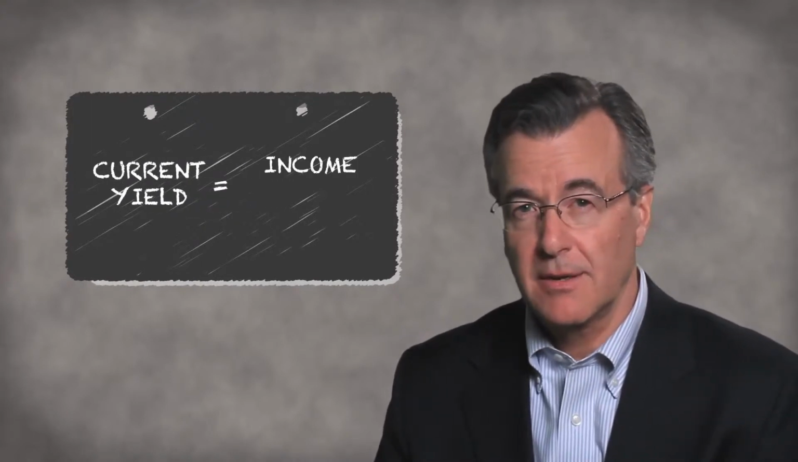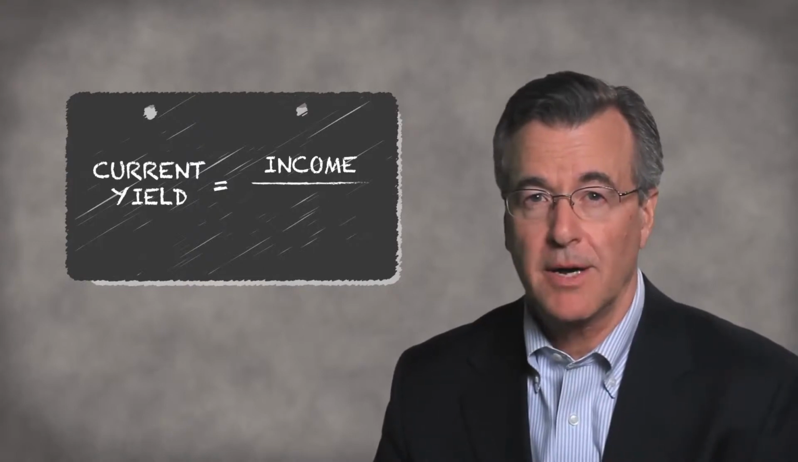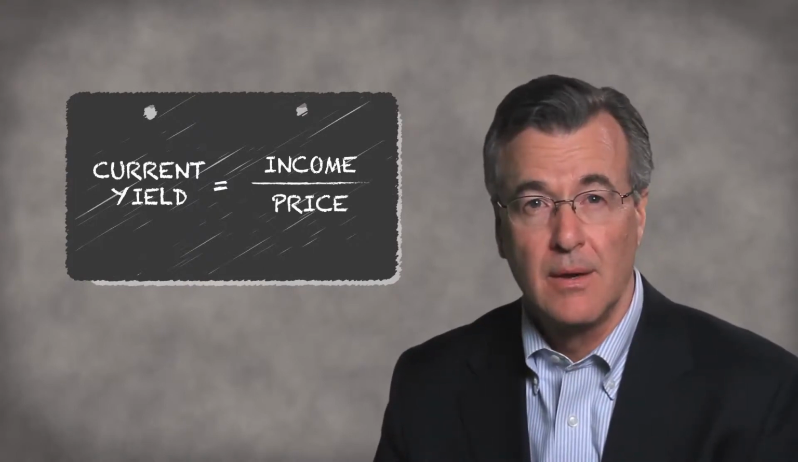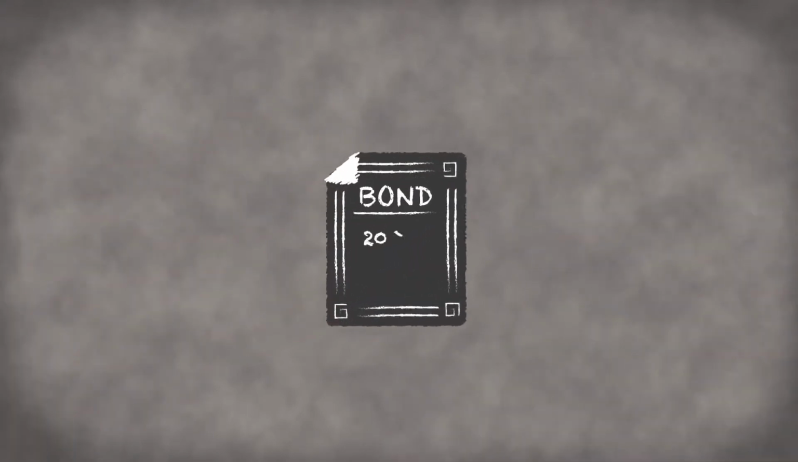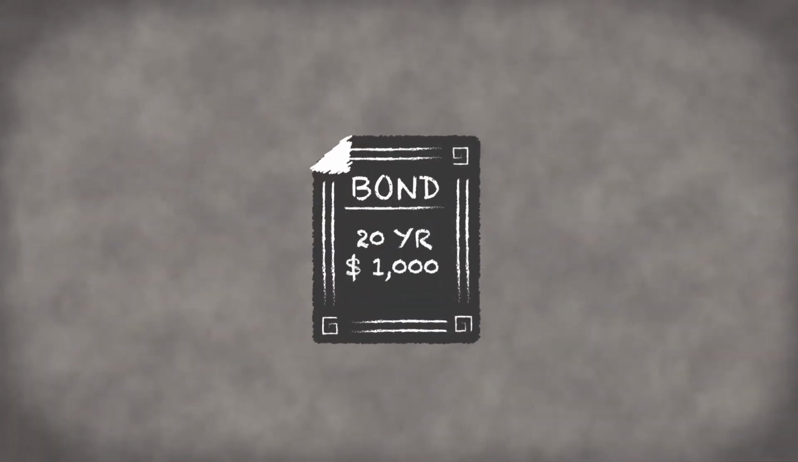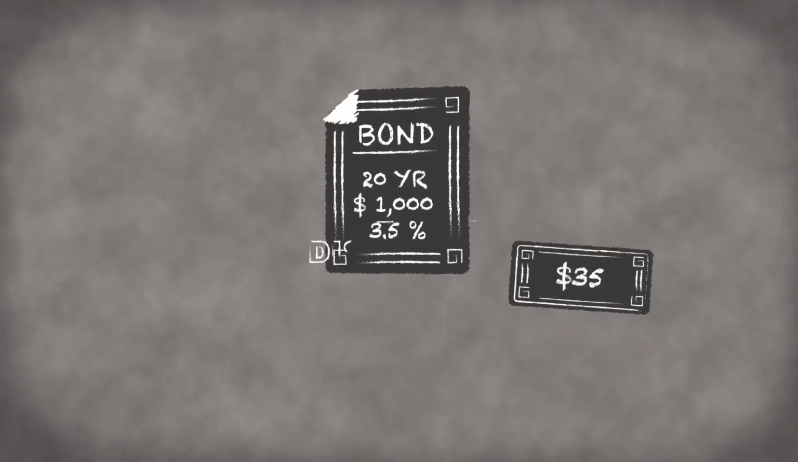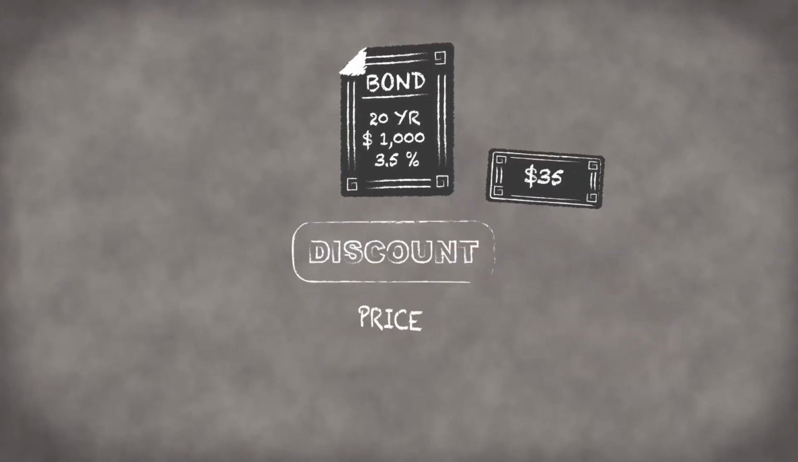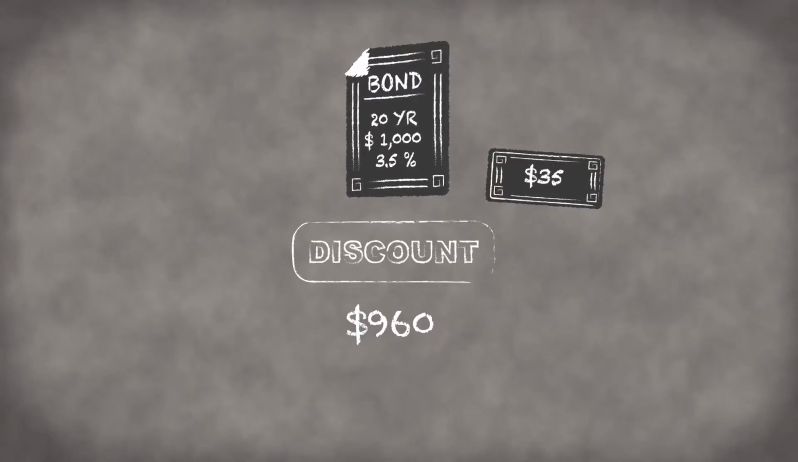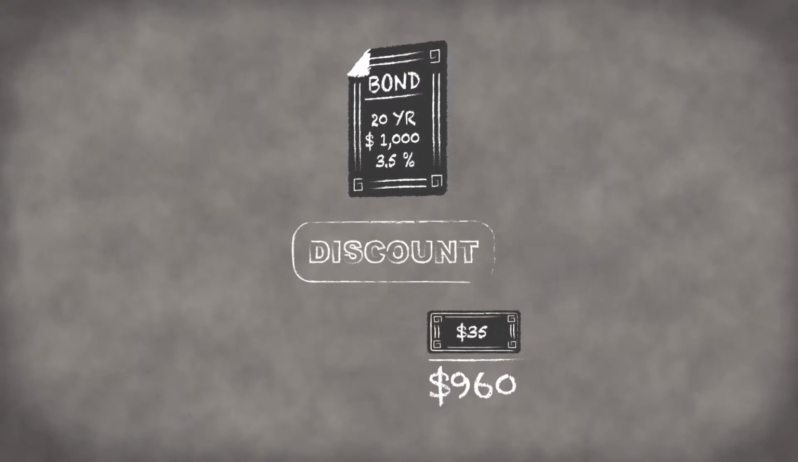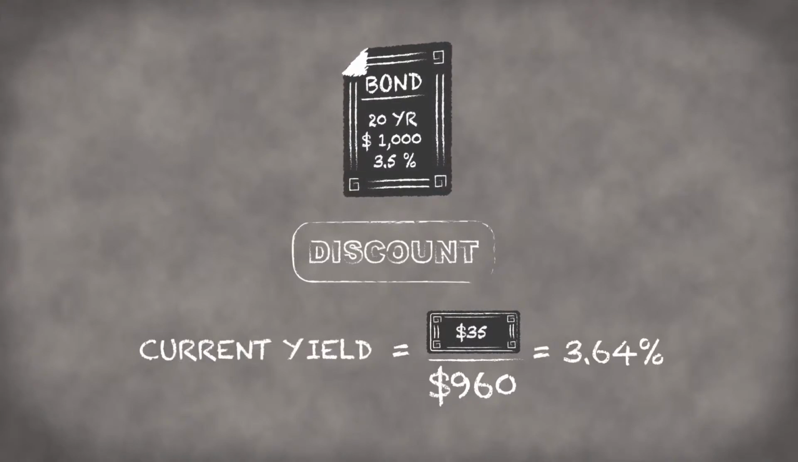Current yield is a simple formula derived by taking the income expected from the investment and dividing it by the current price of the security. For instance, if you buy a 20-year bond with a face value of $1,000 and a 3.5% coupon, you will earn $35 income annually. Let's say the bond is purchased at a discount, and the price of the bond is $960 instead of the full $1,000. If we divide the anticipated annual payment by the current price, that gives us a current yield of 3.64%.